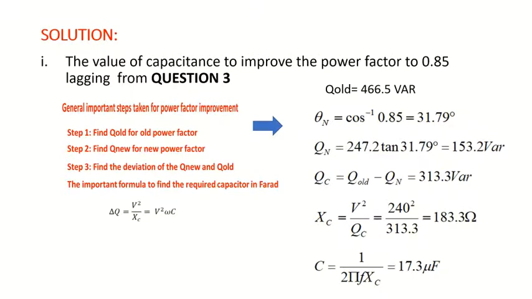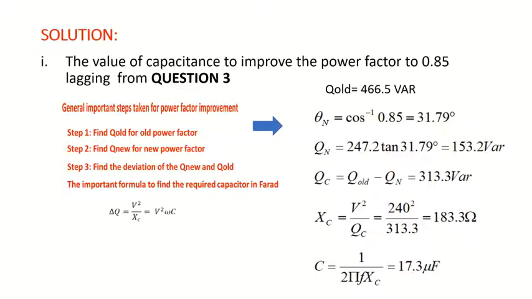So how? For the solution, we can use the general important steps that you should take in order to get the new capacitor for the power factor improvement. The first step is to find the Q old for the old power factor. So the Q old is 466.5 VAR.